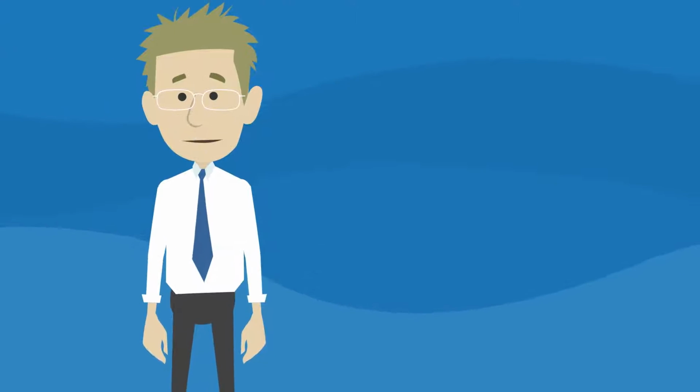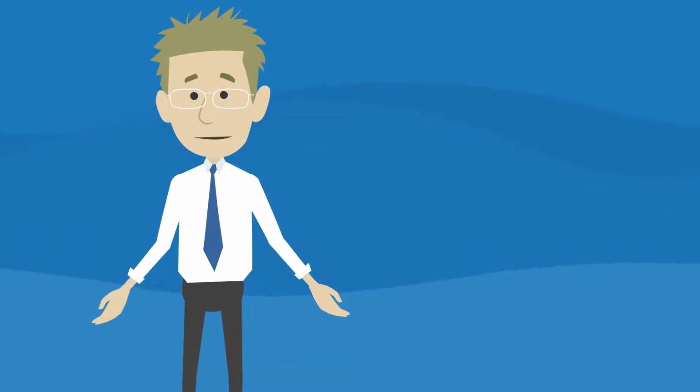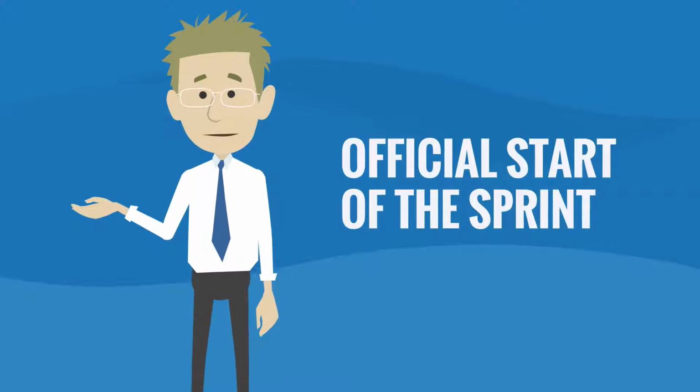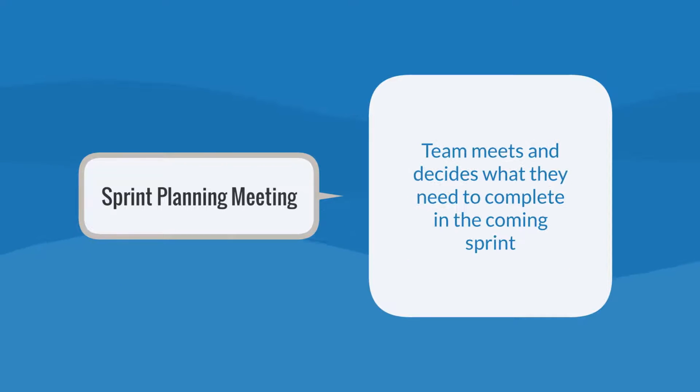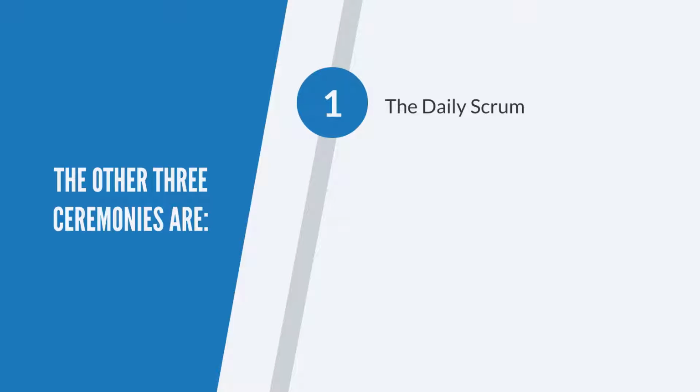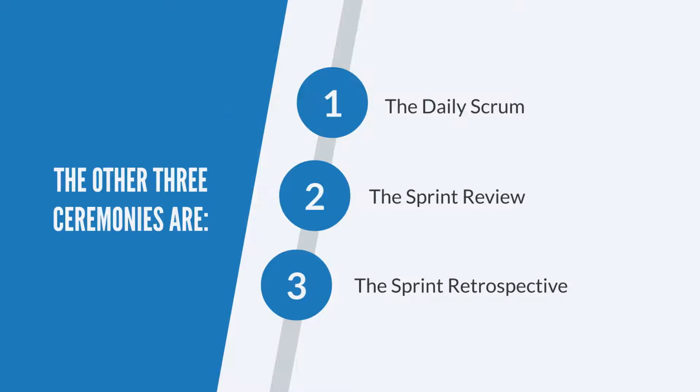In this video, we will be talking about the sprint planning meeting in Scrum, which is the official start of the sprint. The sprint planning meeting is one of the 4 ceremonies conducted in Scrum. The other 3 ceremonies are the daily Scrum, the sprint review, and the sprint retrospective.